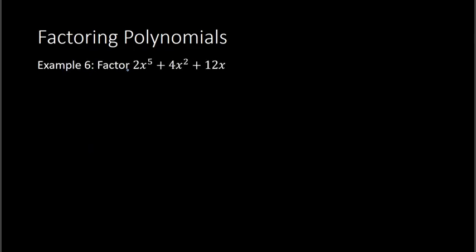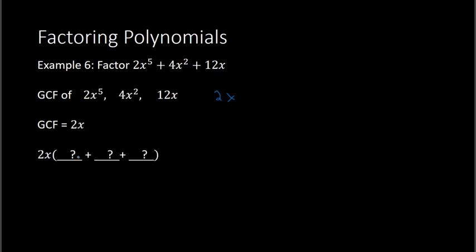Here is another example. We are told to factor 2x to the fifth plus 4x squared plus 12x. So to begin, we find the greatest common factor of those three terms. So looking at the number part, 2, 4, and 12, the greatest common factor would be a 2. And then the x's, they all have one x in common, so it's just going to be 1x. So the greatest common factor would be 2 times x. So that is what I pull out of parentheses, and in parentheses I have 3 terms because we had 1, 2, 3 terms to begin with.